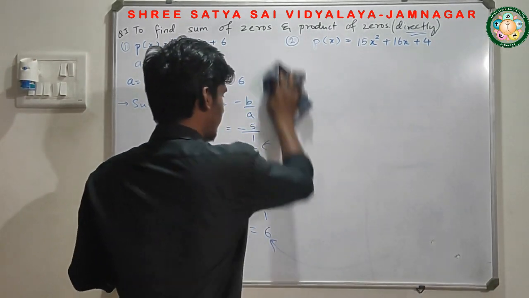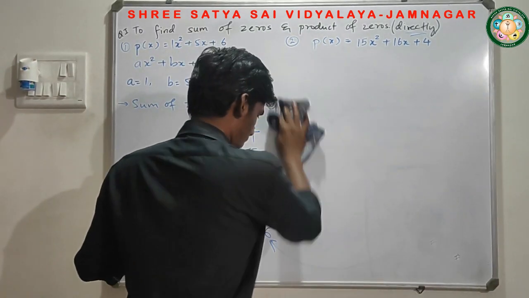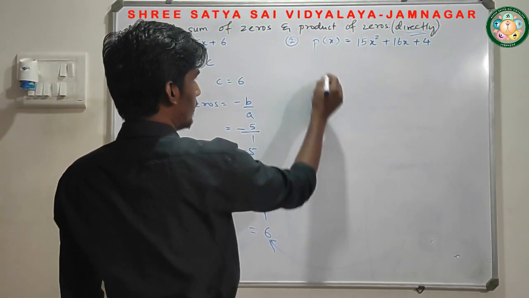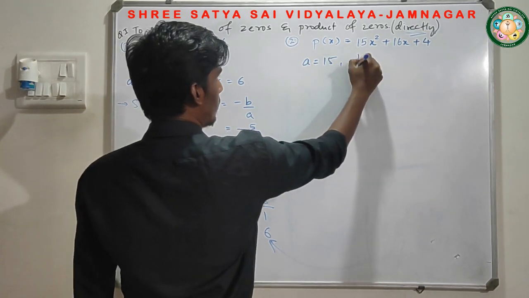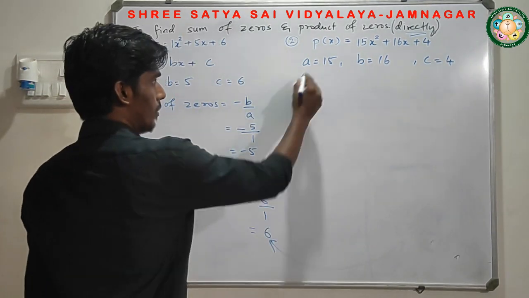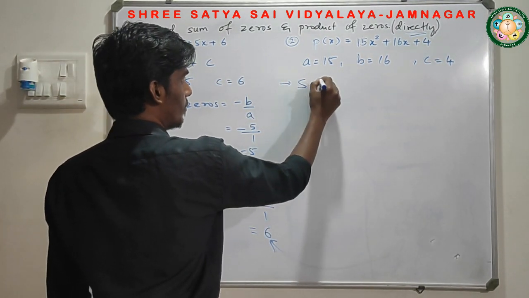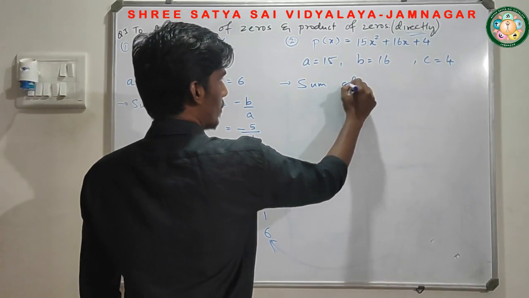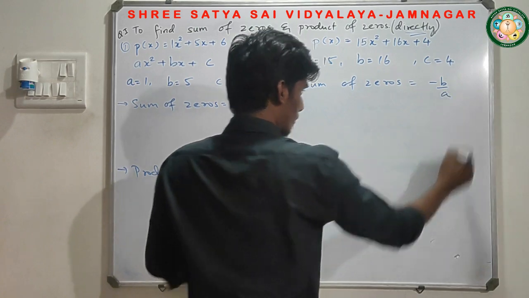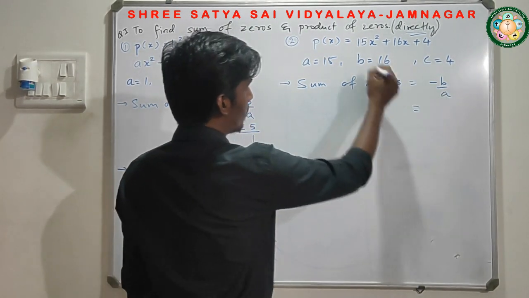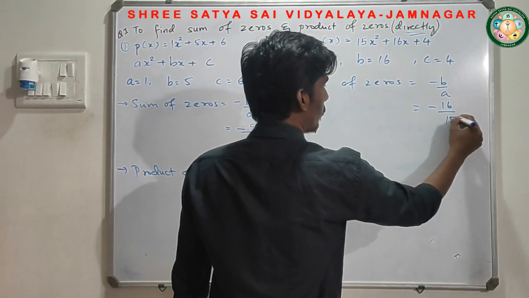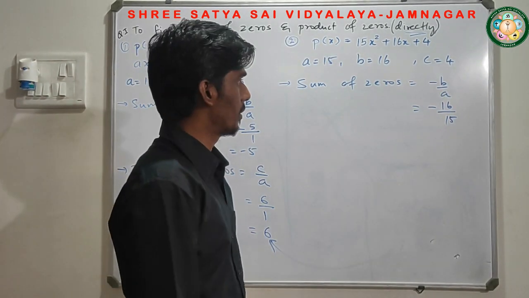Let's take one more example. Here A is equal to 15, B is equal to 16 and C is equal to 4. Now sum of zeros is minus B by A. Minus B means minus of 16, upon 15. This is the sum of zeros.